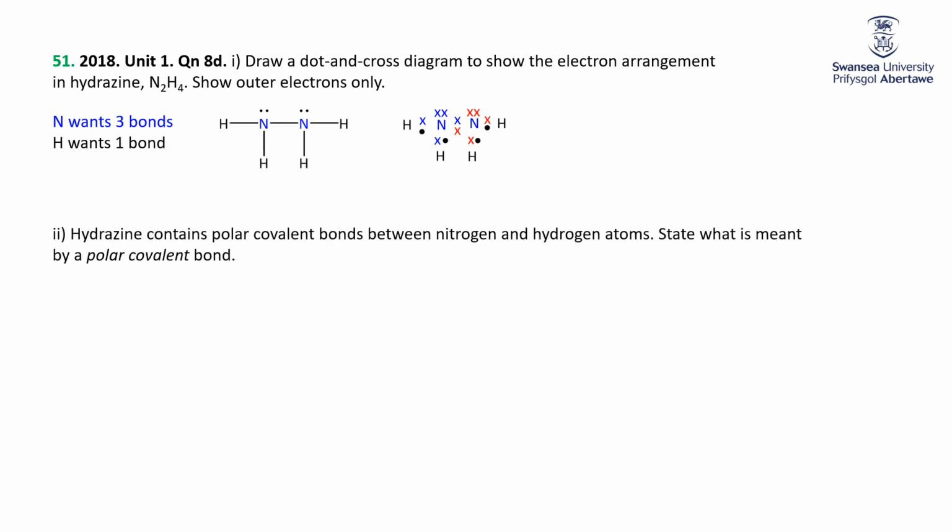What's a polar covalent bond? Well, a covalent bond is where you're sharing electrons. And when those electrons are not equally shared, it becomes polar. And the reason, of course, they're not equally shared is if the atoms have a difference in electronegativity.